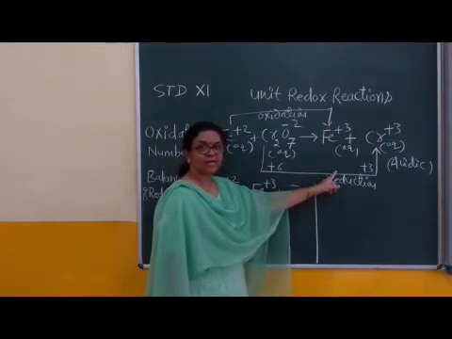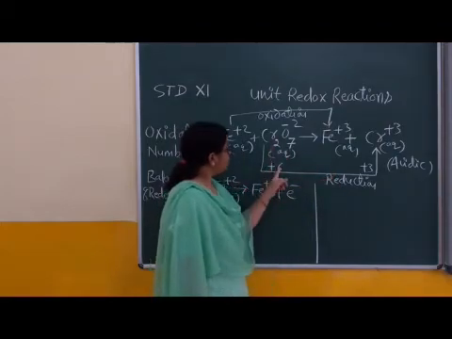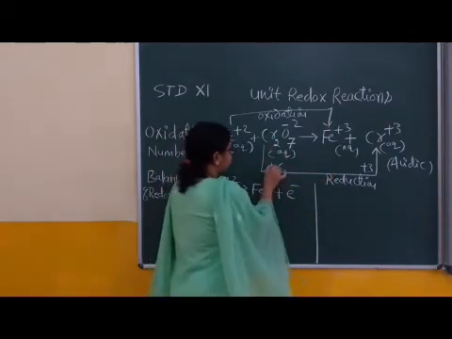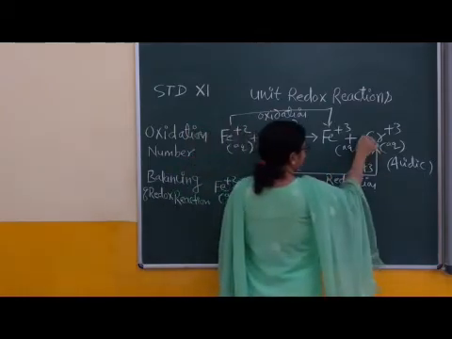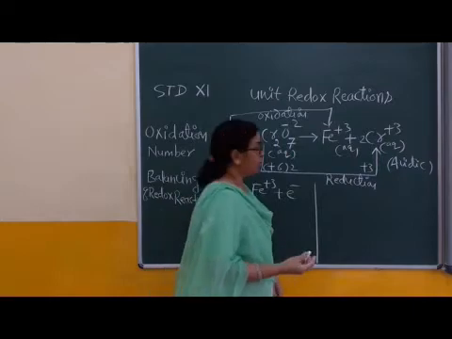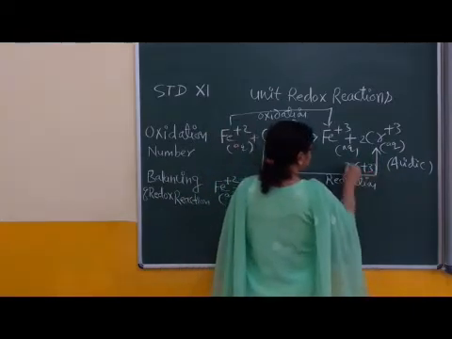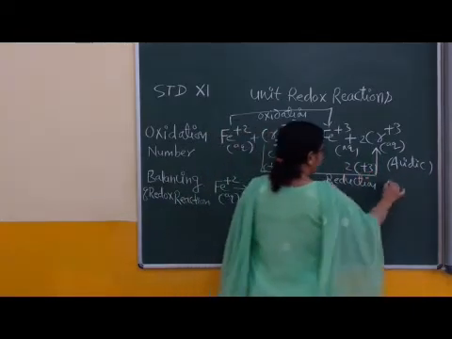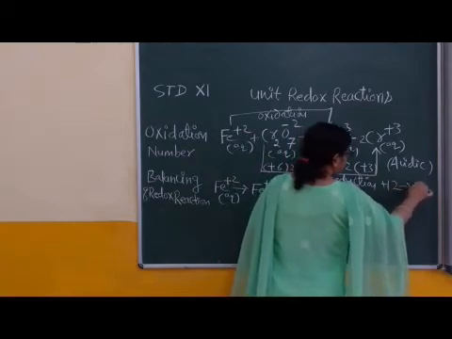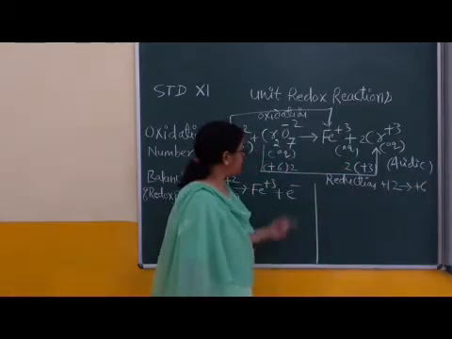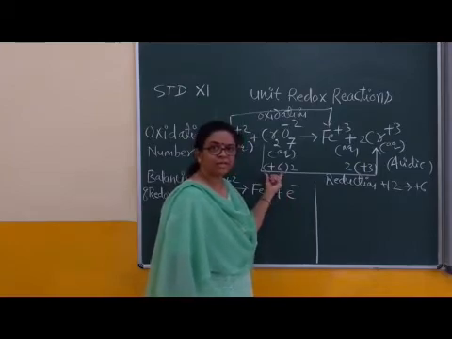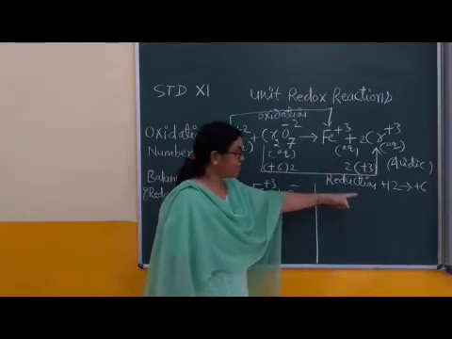Total difference is 6. Multiply this 6 by 2, that is 12, and this is for balancing the chromium by 2, so plus 3 into 2 is equal to plus 6. What is the difference? From plus 12 to plus 6, the difference in oxidation number of total chromium from reactant to product side is 6.